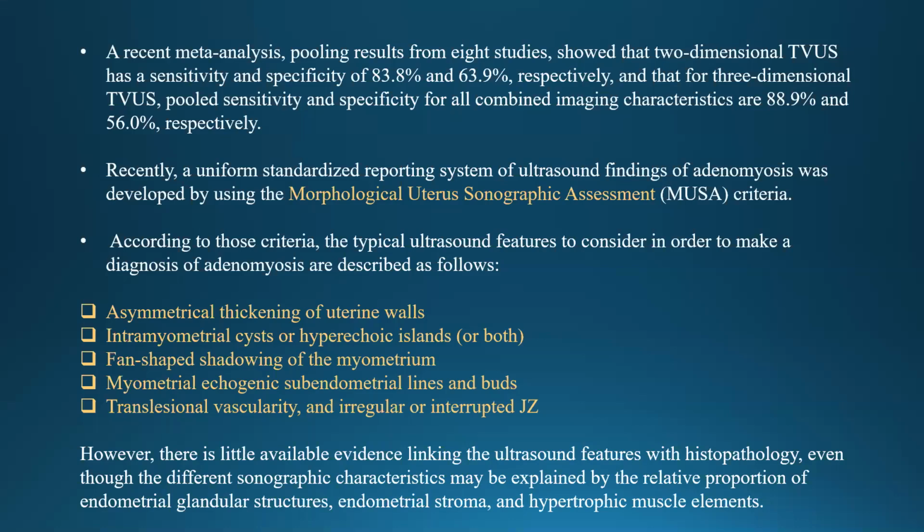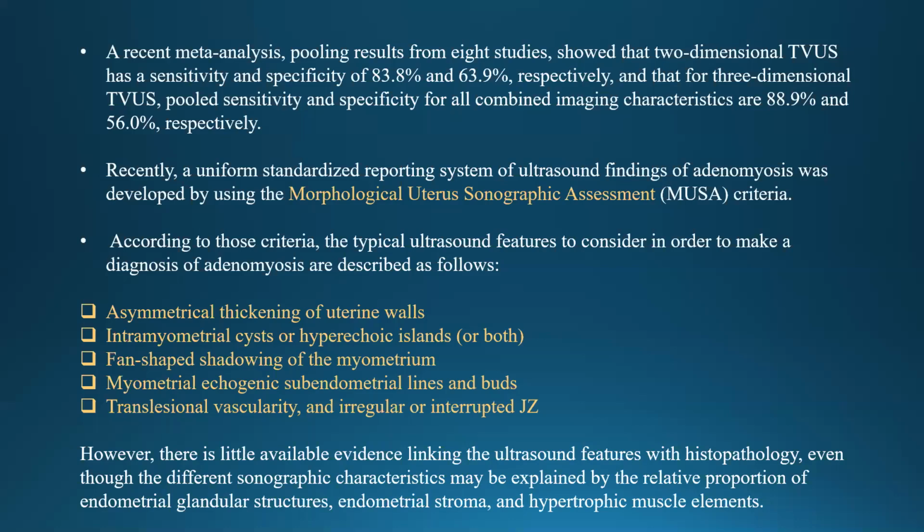So there was a uniform standardized reporting system of the ultrasound findings of adenomyosis. It was developed by the Morphological Uterus Sonographic Assessment, what we call the MUSA criteria. I believe one of my colleagues has talked about the MUSA criteria very well for you. According to those criteria, the typical ultrasound features to consider in order to make a diagnosis of adenomyosis were described as follows. You should see an asymmetrical thickening of the uterine walls.